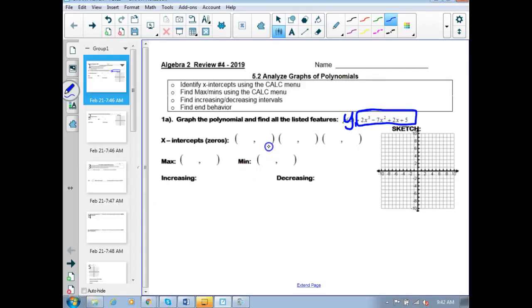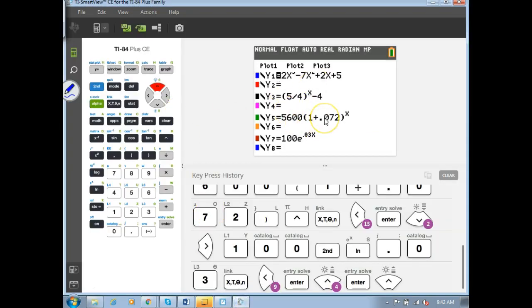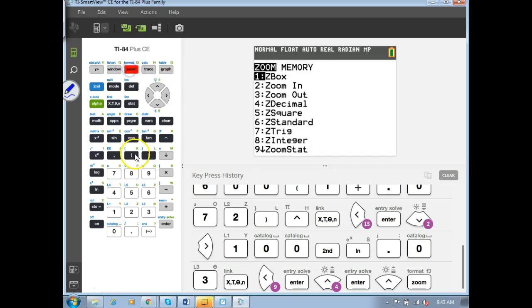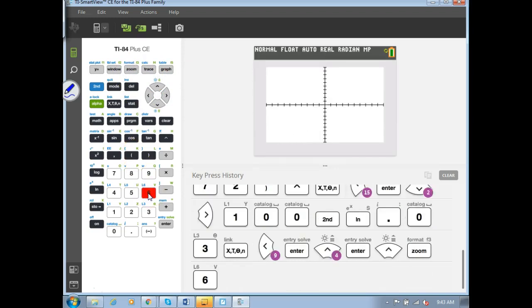Then they want us to find the x-intercepts, and apparently there are 3 of them. Notice I have a lot of other things in my y equals, but they're all turned off because they're for some upcoming questions. Y1 has the polynomial put in. I'm going to hit zoom 6 to make sure I have a standard viewing window. And yep, I can see all 3 x-intercepts: 1, 2, 3.